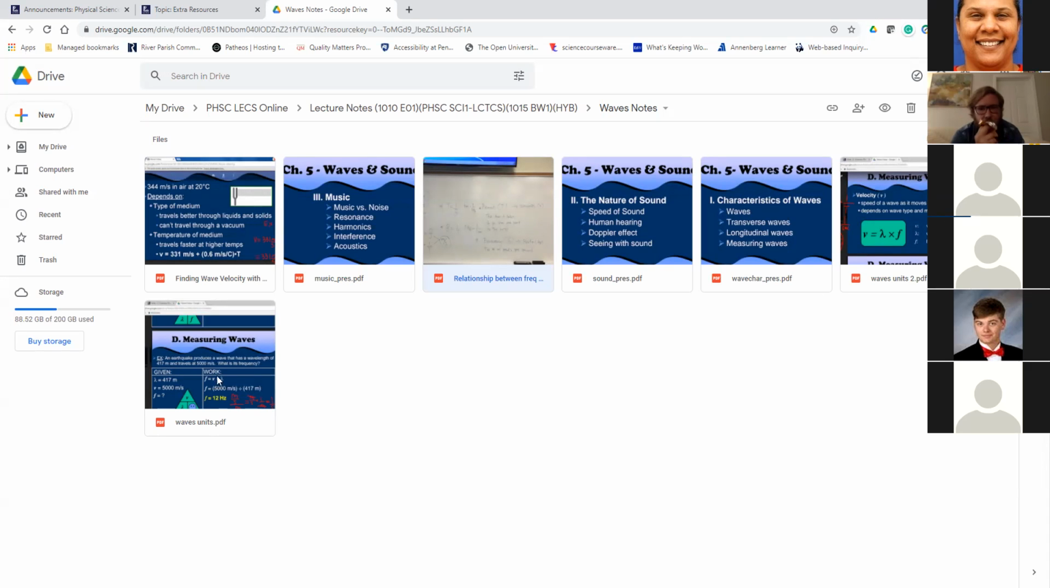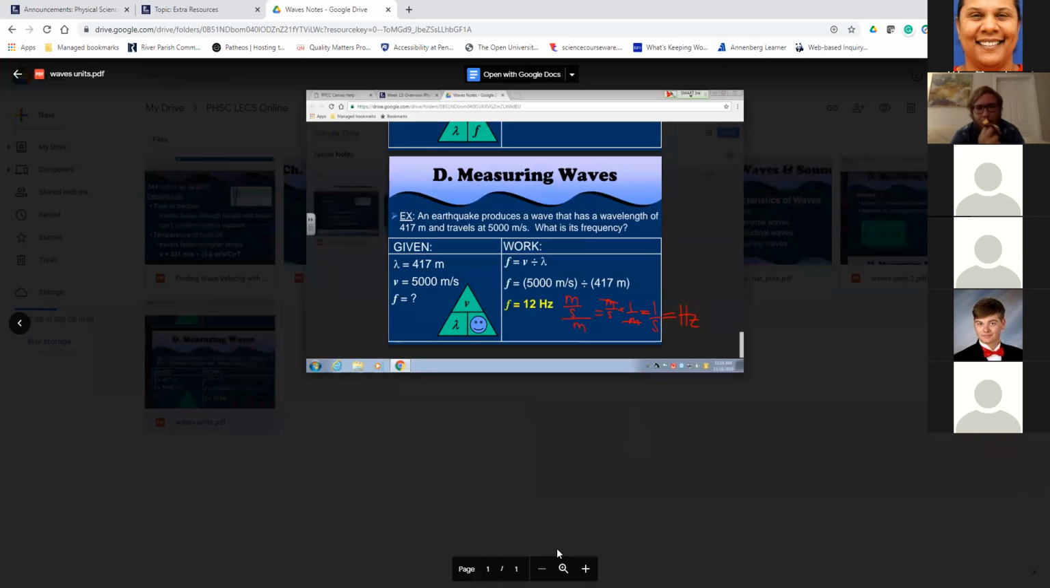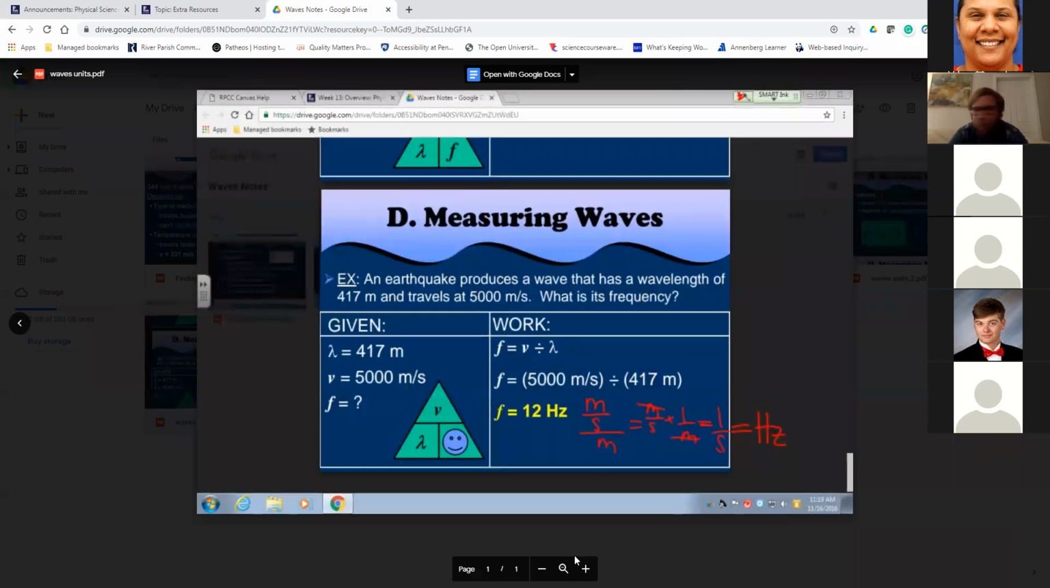And then I have another slide here that looks at an example of using the wave equation. So this one example says an earthquake produces a wave that has a wavelength of 417 meters and travels at 5,000 meters per second. And it asks, what is the frequency? Okay, so this is an example of using the universal wave equation. We are given the wavelength and the speed.